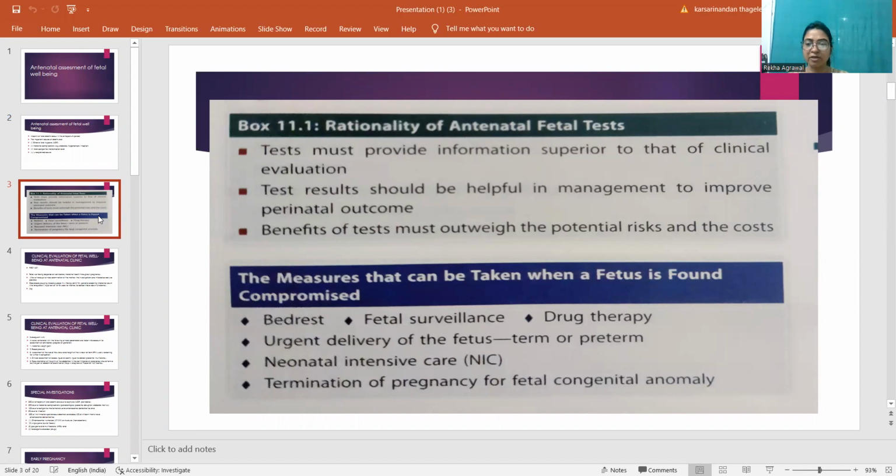Now comes the rationale of antenatal fetal tests. The test must provide information superior to that of the clinical evaluation. Then only is it more significant. Test results should be helpful in management to improve the perinatal outcome so that we can reduce the fetal death. The benefit of the test must outweigh the potential risk and cost. What are the measures that can be taken when a fetus is found compromised? So what should we do? Bed rest, fetal surveillance, drug therapy, urgent delivery of the fetus, term or preterm, neonatal intensive care, and termination of pregnancy for fetal congenital anomaly.